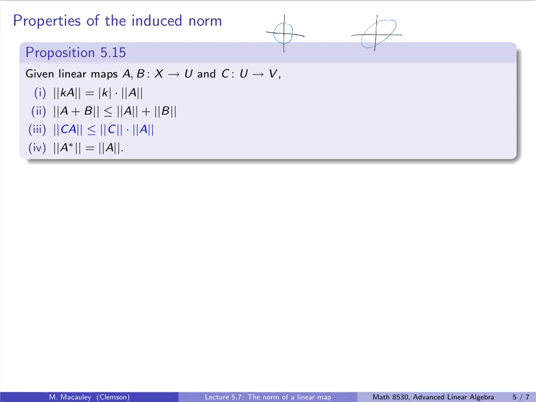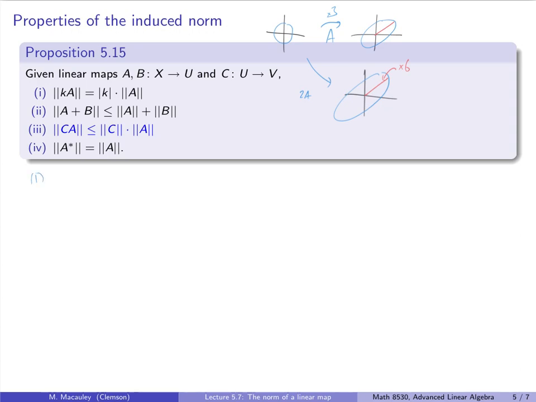So maybe if A stretches this out by a factor of 3, then what happens when we do 2 times A? Well, it's going to stretch it out by a factor of 6. That just makes sense in terms of the picture. So 2A is going to stretch this out, not exactly to scale, by a factor of 6. Okay, so how do we do this formally?